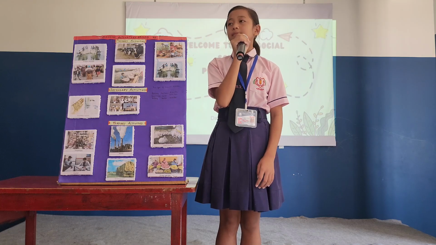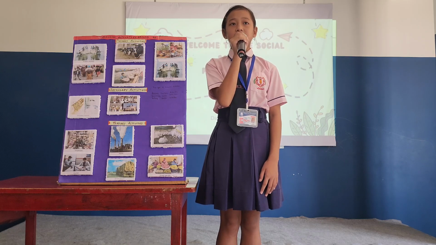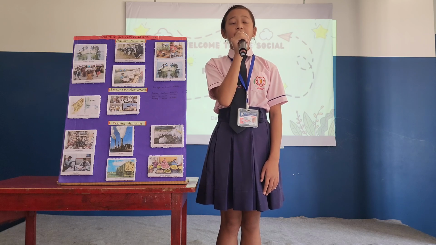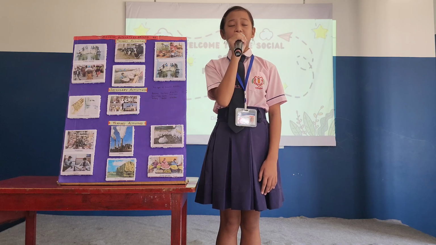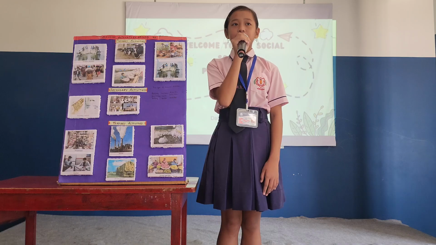Now let's go to the secondary sector activities. Secondary sector activities are the activities in which raw materials are changed into useful products. Examples: making clothes from cotton, making furniture from wood, and making sweets from sugar.